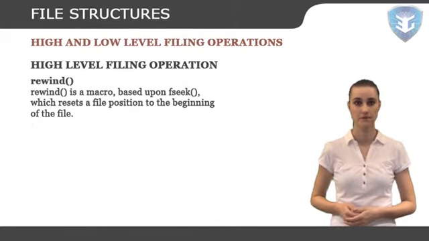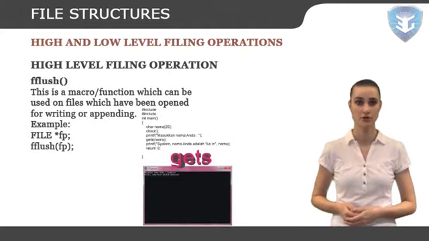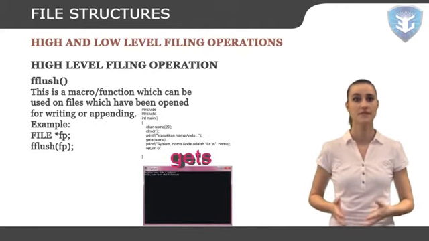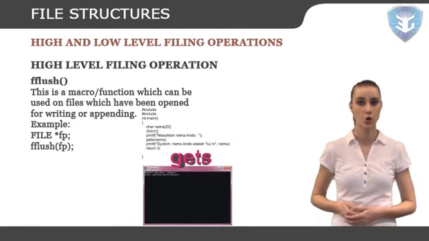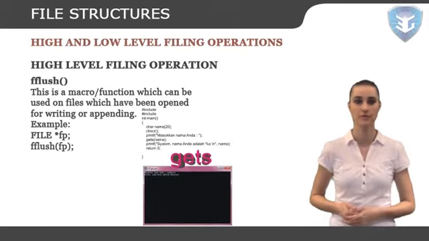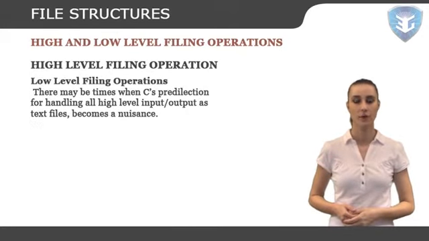Rewind function. rewind() is a macro based upon fseek(), which resets a file position to the beginning of the file. fflush function. This is a macro function which can be used on files which have been opened for writing or appending. It flushes the output buffer, which means that it forces the characters in the output buffer to be written to the file. If used on files which are open for reading, it causes the input buffer to be emptied. An example is shown.